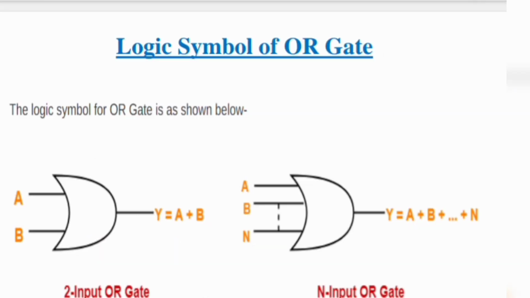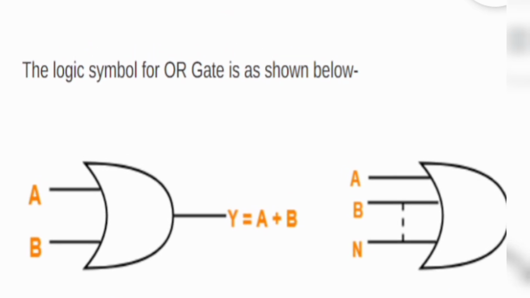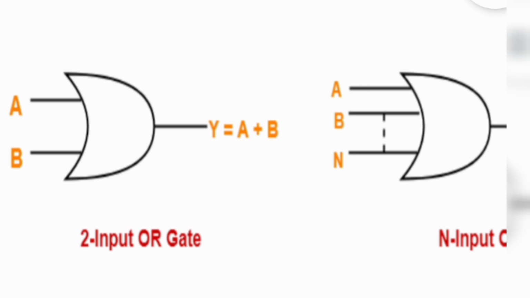This is the logic symbol of OR gate, where we have A and B as our inputs, and this symbol is the logic symbol of OR gate, and here comes the output line Y. Here Y equals A or B. Here we use plus as the OR symbol. Plus is the OR symbol and dot is the AND symbol.